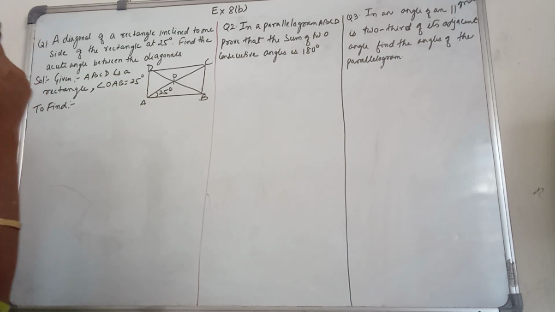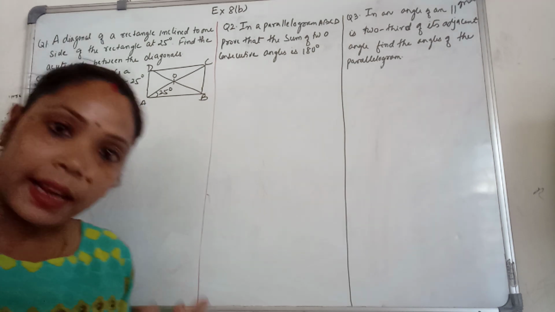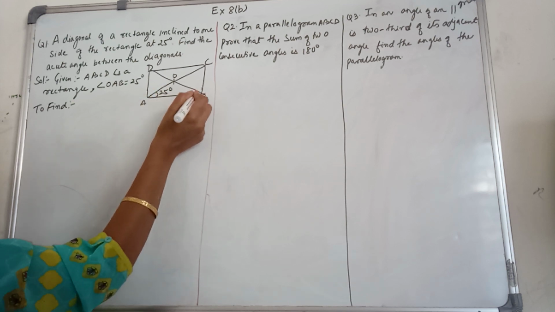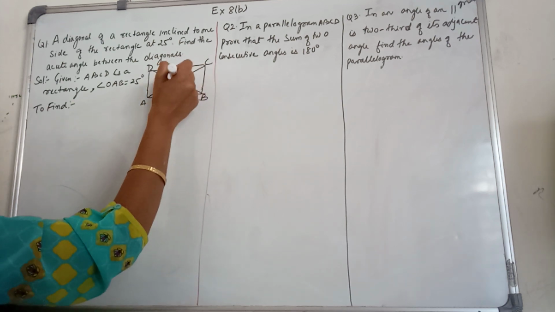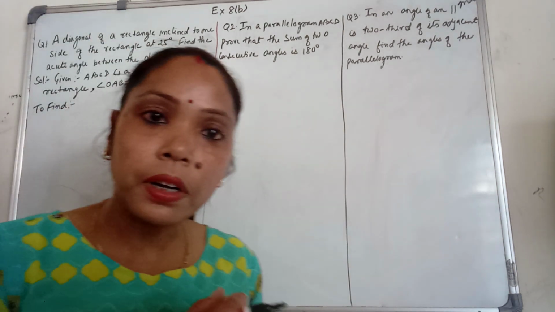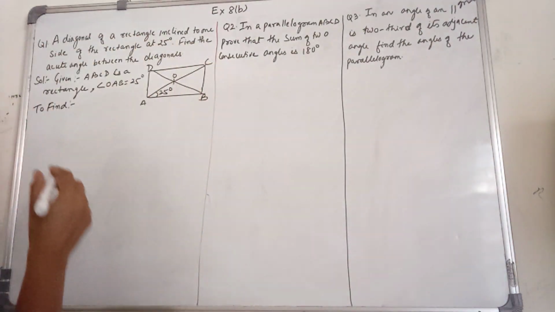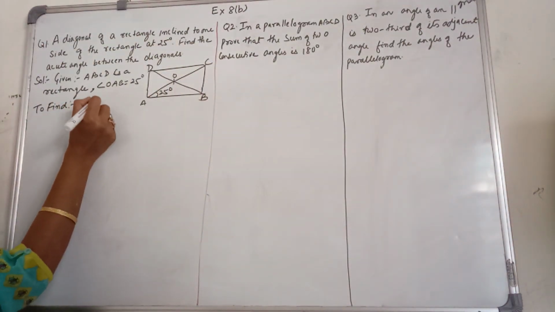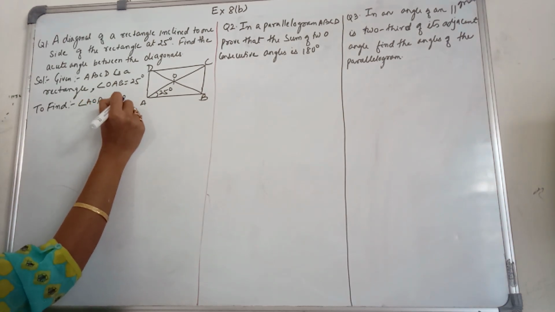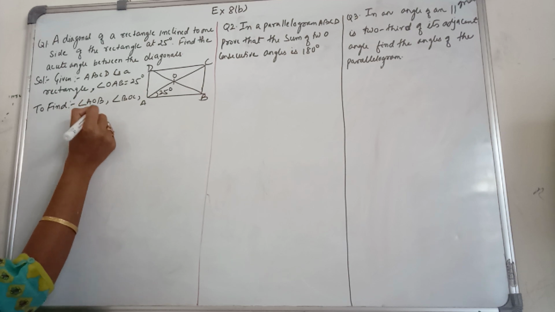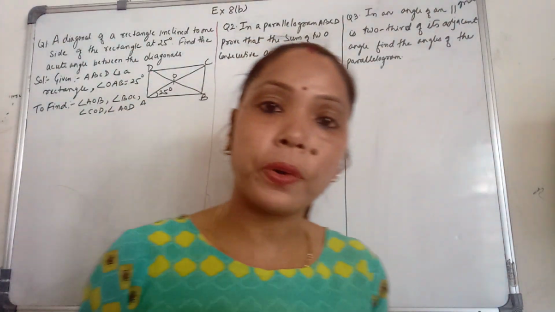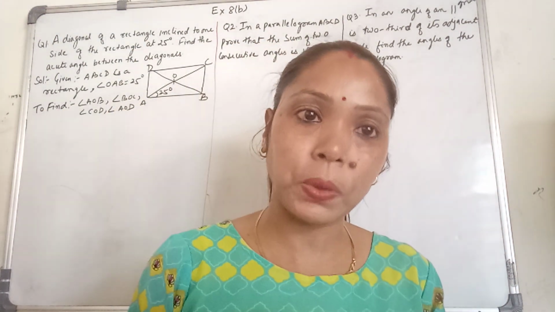Now, to find the acute angles between the diagonals. We know which one is the acute angle? AOB, BOC, COD and DOA. These all are your acute angles. So we have to find angle AOB, angle BOC, angle COD and angle AOD. We have to find these 4 angles. These are the 4 acute angles.